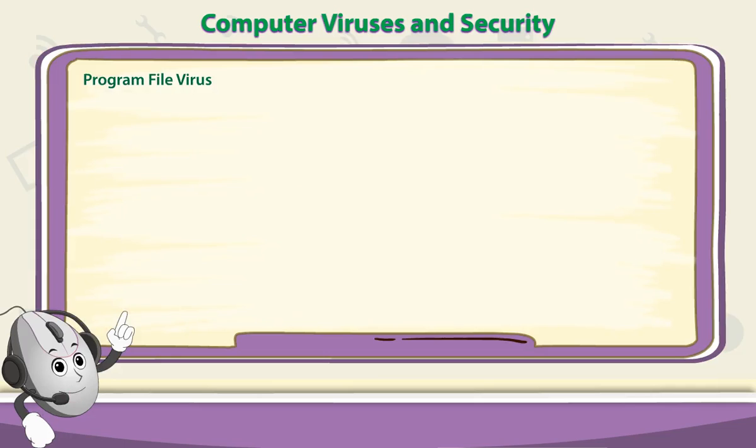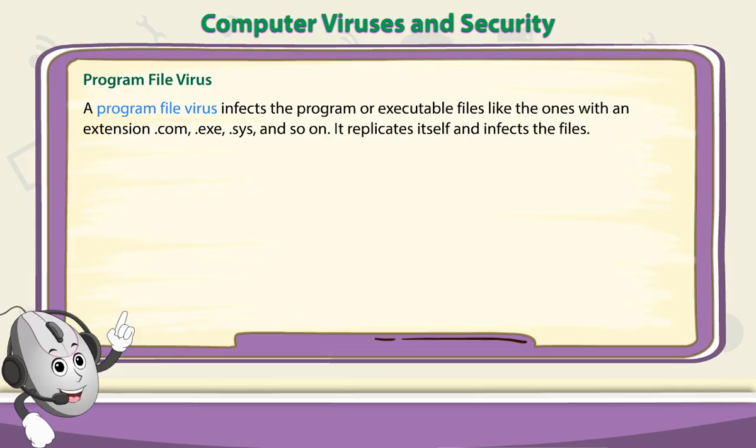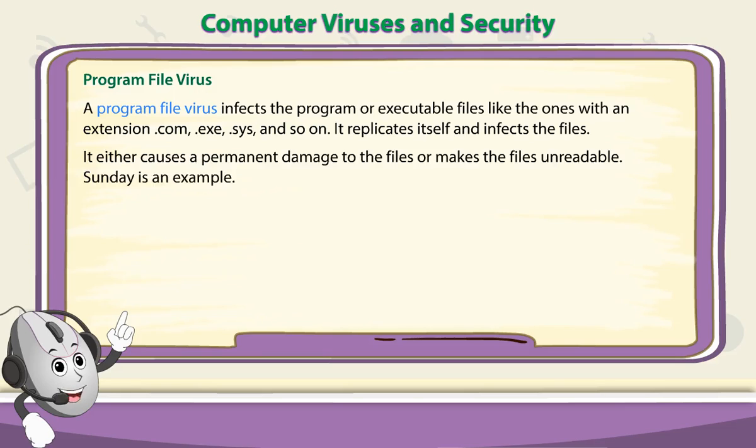Program file virus. A program file virus infects the program or executable files like the ones with an extension .com, .exe, .sys, and so on. It replicates itself and infects the files. It either causes permanent damage to the files or makes the files unreadable. Sunday is an example.